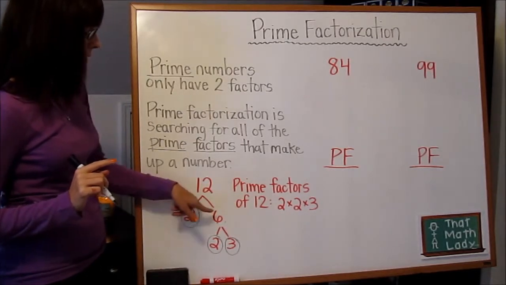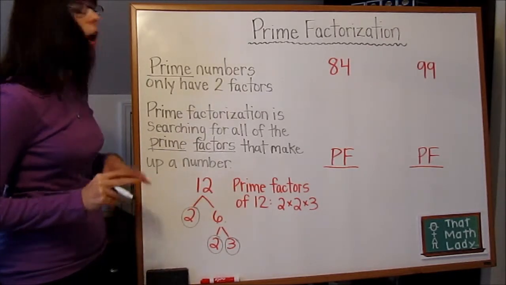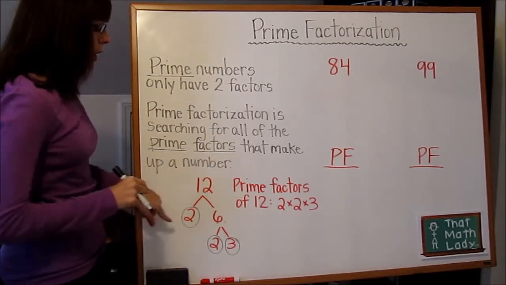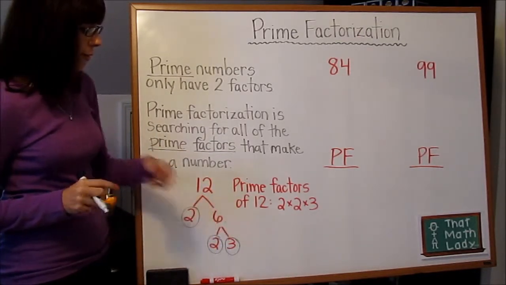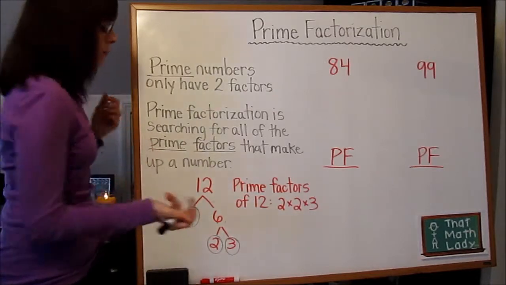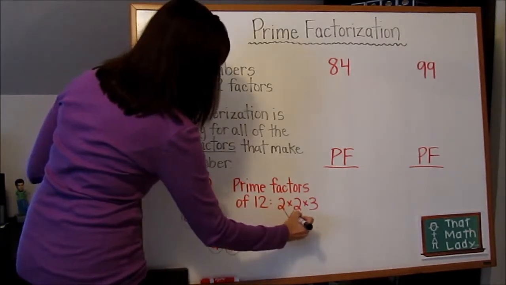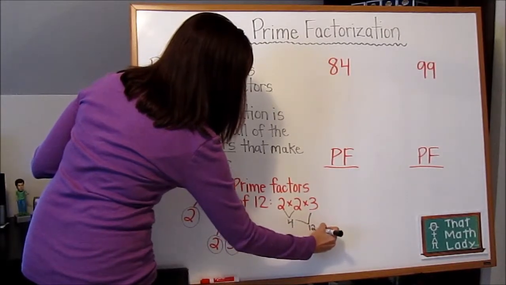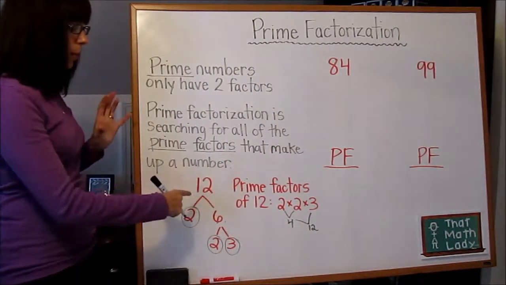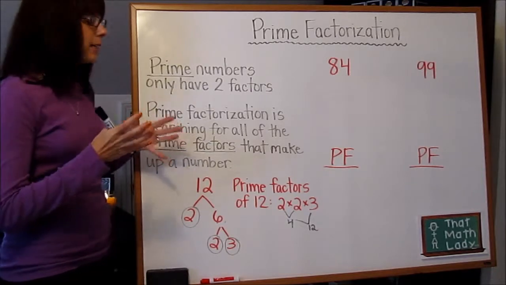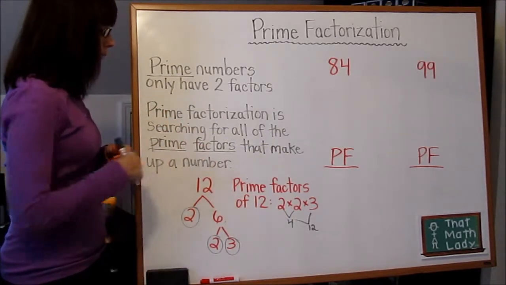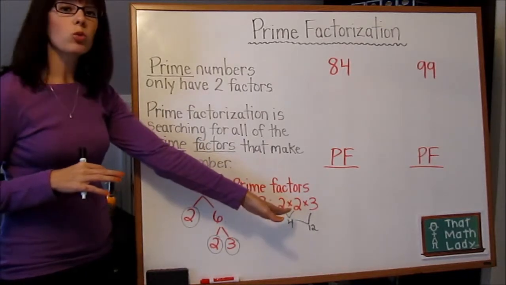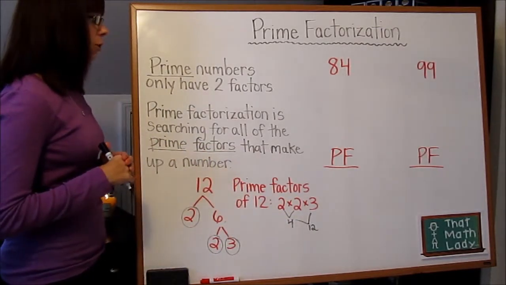And this 2 is also prime. So all of my prime factors that when multiplied give me 12 are 2, 2, and 3. And if you think about it, 2 times 2 is 4, and then 4 times 3 is 12. So those are the prime numbers that when multiplied give me 12. And so 2 times 2 times 3 is the correct way to write the prime factors of 12.